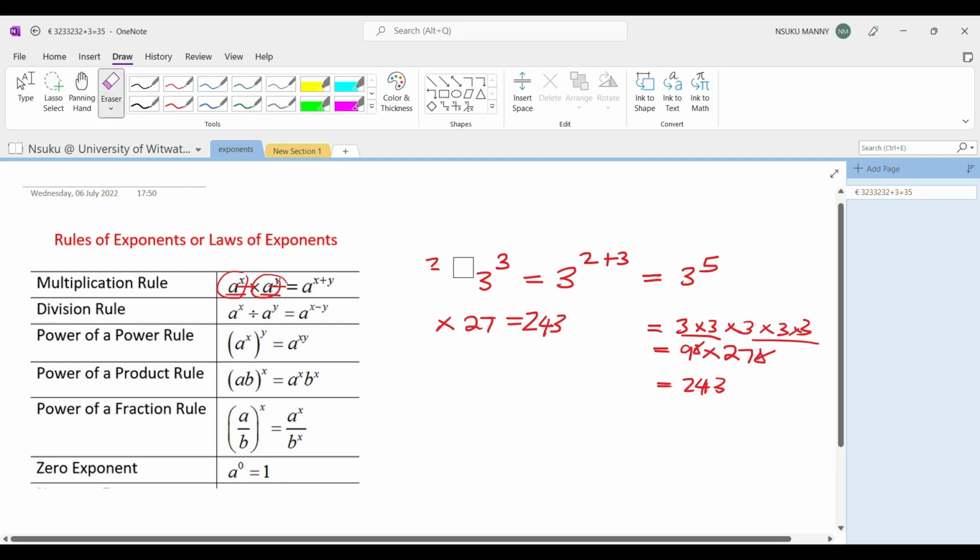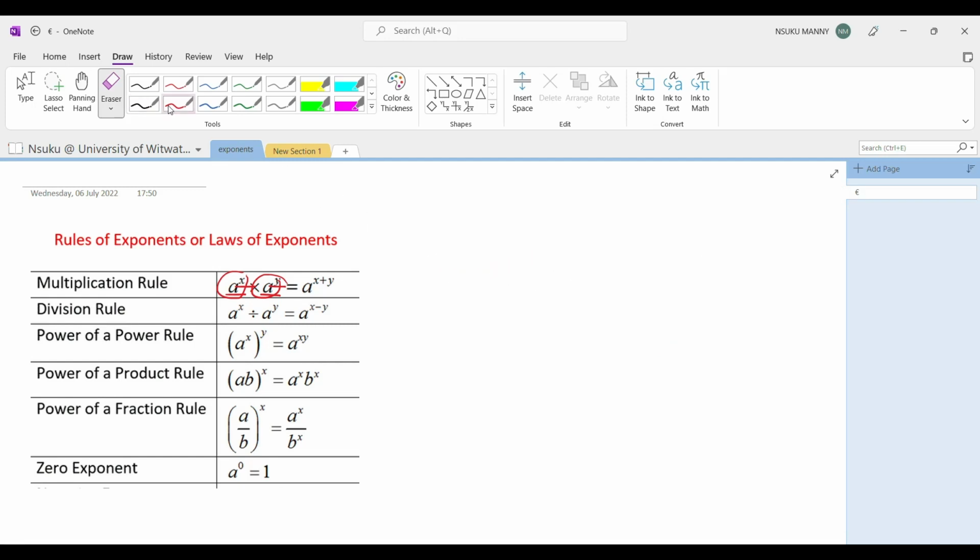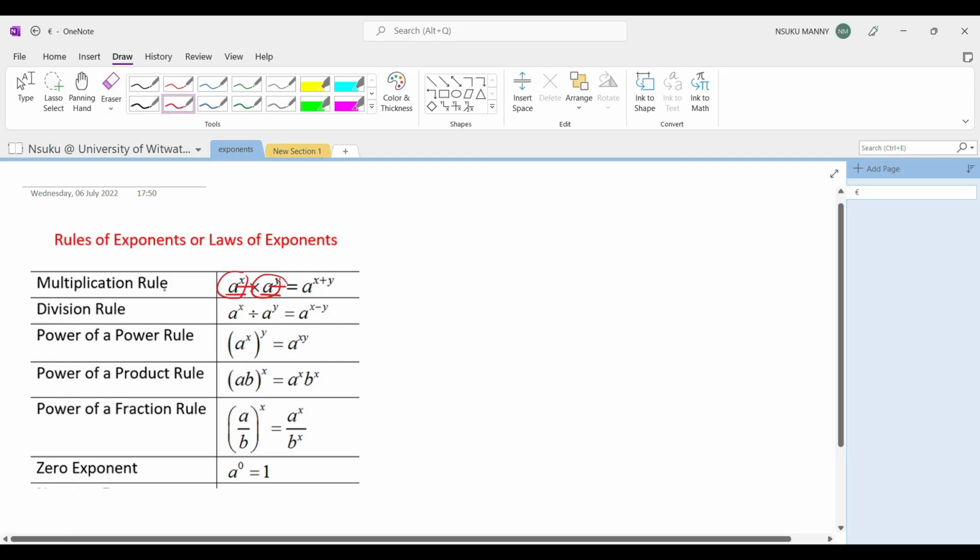Alright, so let's just erase this and look at our other example. Okay, so let's look at our second law. Our second law says basically the opposite of what we just did. It says if we're dividing powers, which is everything here, that have the same base, what we need to do is subtract the exponents.